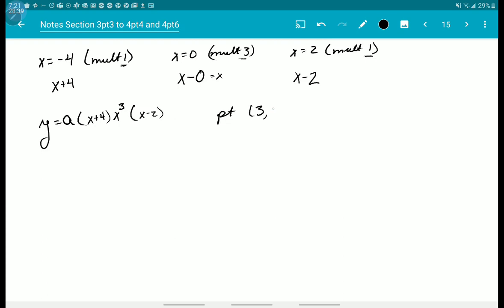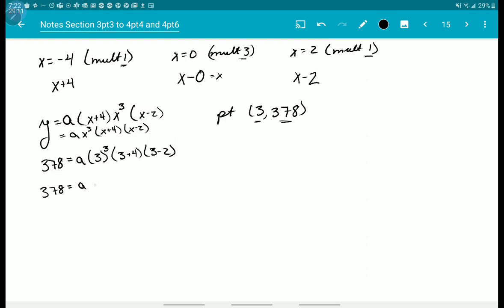They're giving us that point, 3, 378. So they're telling us an x value and a y value. Let's plug it in. So 378, y, is equal to a. And I'm going to reorder this. A x cubed times x plus 4 times x minus 2. So we're going to have a times 3 cubed times 3 plus 4 times 3 minus 2.